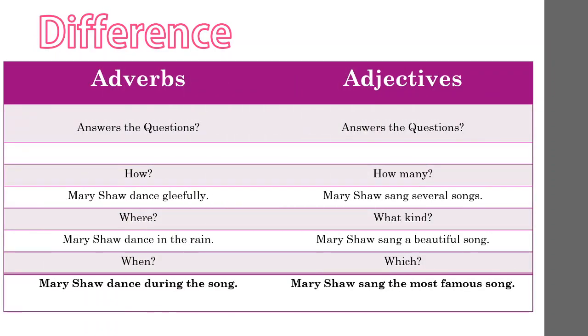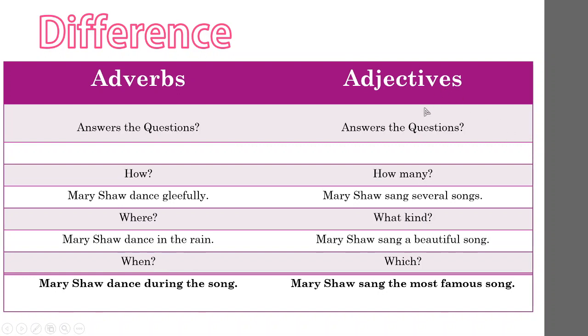Okay, so what's the difference between adverbs and adjectives? Let's focus on adverbs first. It answers the question how. So how did she dance? Mary Shaw danced gleefully. It also answers the question where. So Mary Shaw danced in the rain. So that in the rain is an adverb. Gleefully is an adverb. And it answers the question when. Mary Shaw danced during the song. So during the song is an adverb of when.